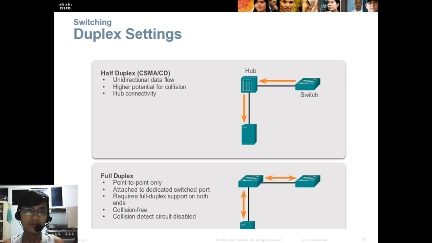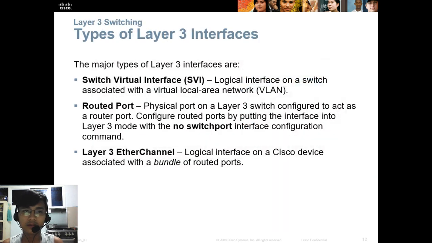We have the duplex settings. We have half duplex and full duplex. Types of layer 3 interfaces: we have virtual interface, routed port, and layer 3 EtherChannel.